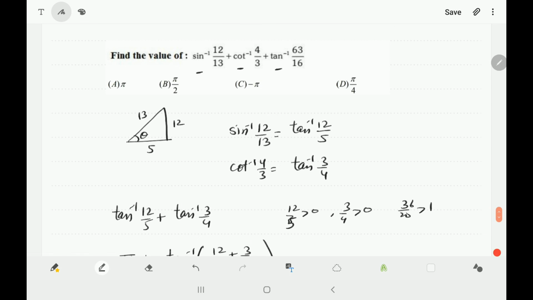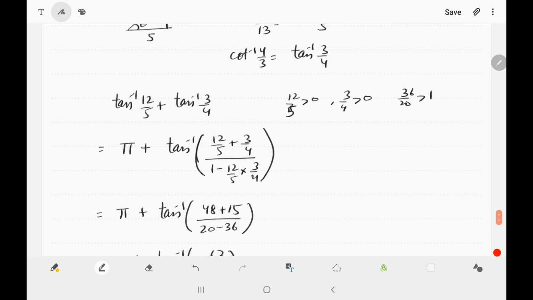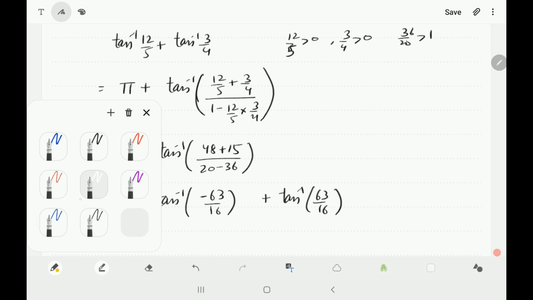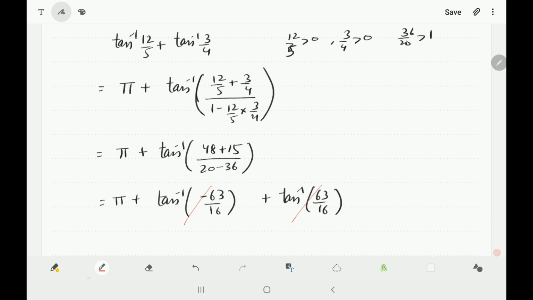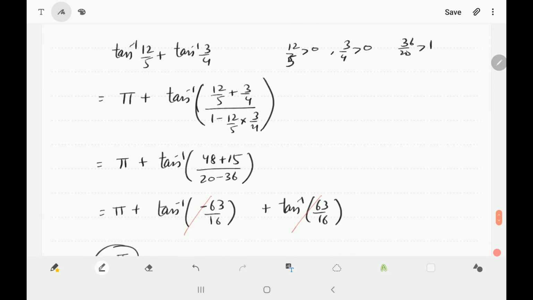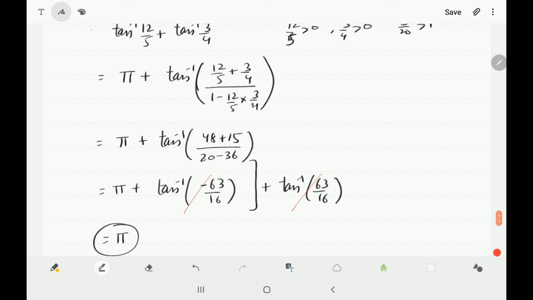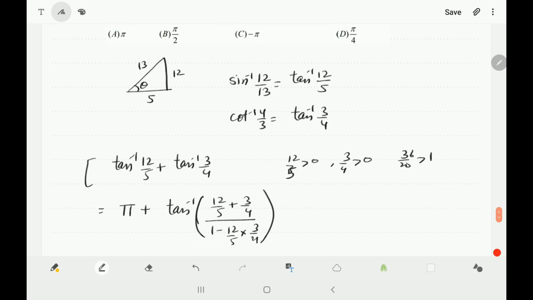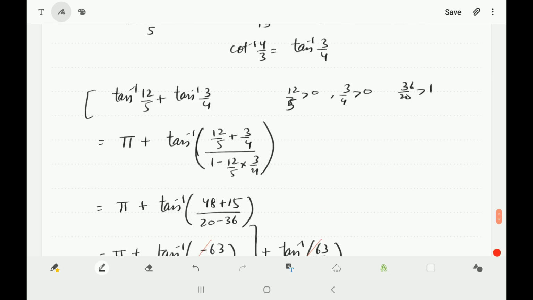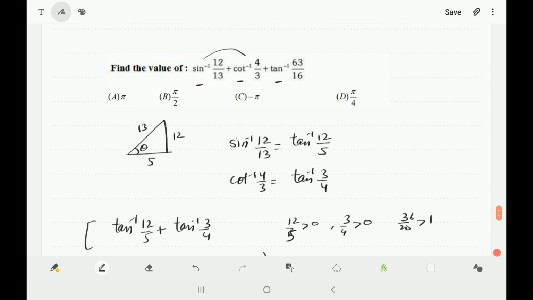Now you have added these two terms. Now in this term you have to add tan inverse of 63 by 16. Now these two terms will cancel with each other because tan inverse of minus x is minus tan inverse x, and finally we will have the answer as pi. Okay, till here I have solved this term, and we have to add in the end tan inverse 63 by 16 into it, which I have added, and finally we got pi as an answer. So the answer of this problem is option A.